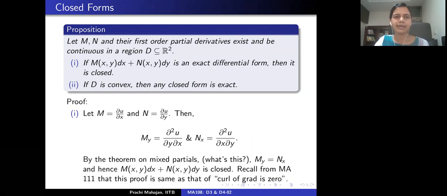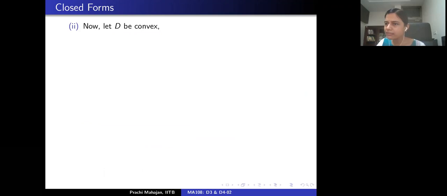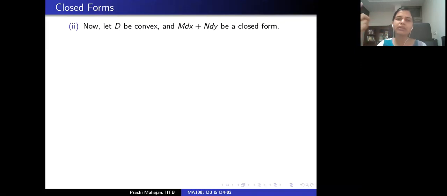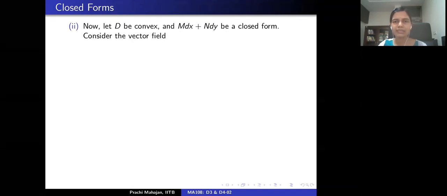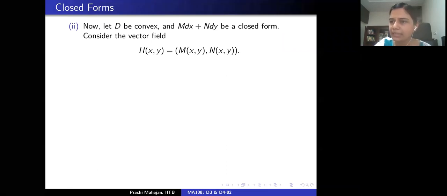All right. So let's look at part 2 now. Let's assume that D is convex, and what is it that we are given? We are given a closed differential form to start off with. Remember what closed means? Closed means that the partial of m with respect to y is the same as the partial of n with respect to x. And what are we required to show? We are required to show that this differential form is exact. So we need to find a function u. How do we do that? The suggestion is, let's look at this vector field H defined like this.